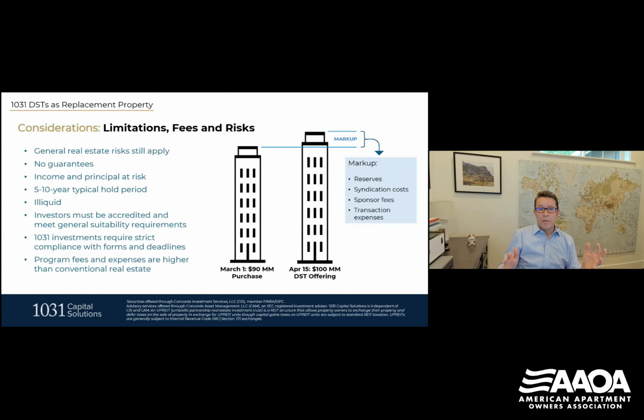Finally, it's important to touch on key considerations like limitations, fees, and risks. In a typical DST structure, the sponsor buys a property, packages it up as a DST, and resells that property a few weeks later with a marked up price. Resell it meaning now selling that property in the form of a DST to 1031 investors. Under state and federal securities rules, the sponsor is required to provide a detailed description of the full use of investor proceeds, including the original purchase and all categories of that marked up price. The four major categories of a DST markup are reserves, syndication costs, sponsor fees, and transaction expenses.